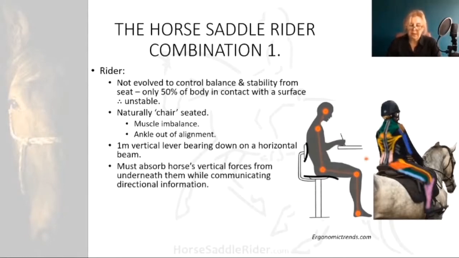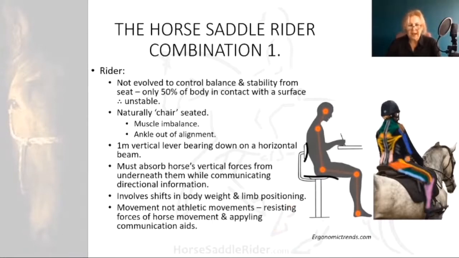And this rider must absorb the horse's vertical forces from underneath them while communicating or attempting to communicate directional information. So some riders have to try very hard to direct the horse in the direction that they're going. And this can create a lot of asymmetry. It's that shoviness that Mary Wanless talks about and that wiggliness. And this involves the shifts in body weight and limb positioning.